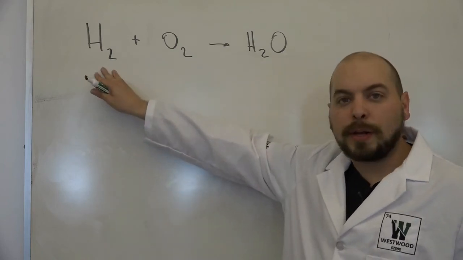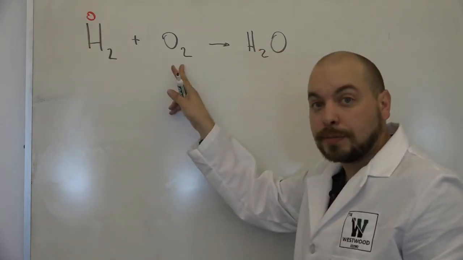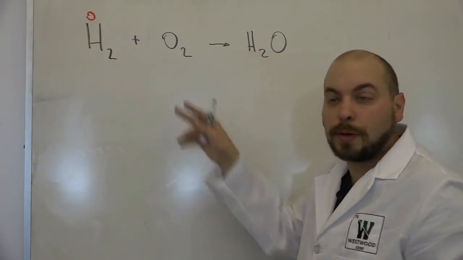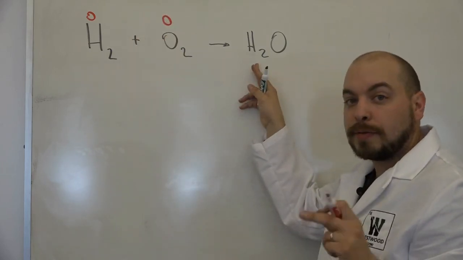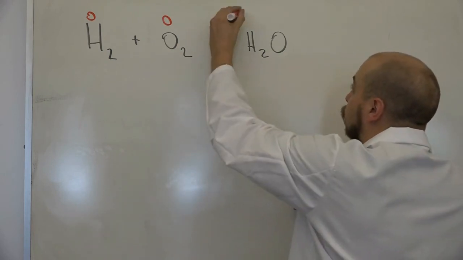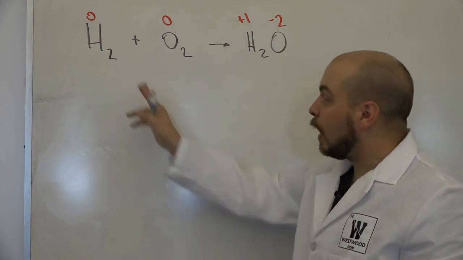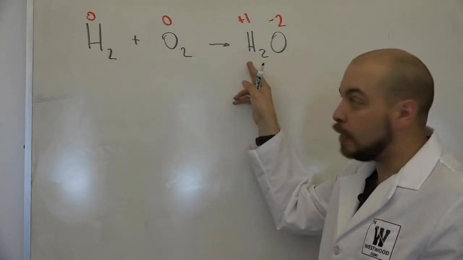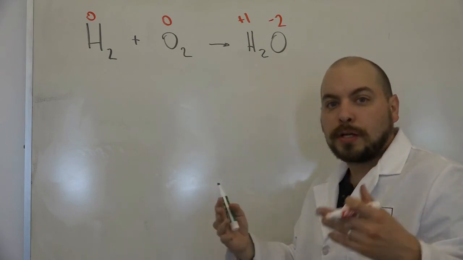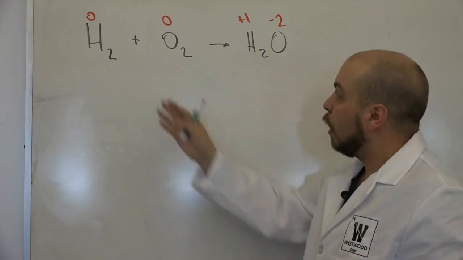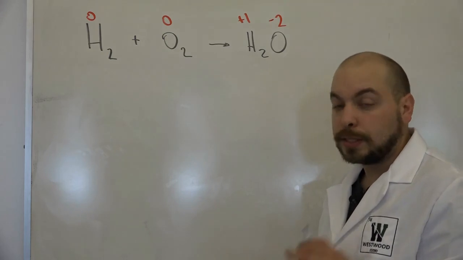Hydrogen here is in its elemental form, oxidation number 0. Oxygen, elemental form, oxidation number 0. On the product side, we have an oxidation number of hydrogen of +1 each, and of oxygen -2. So as you can see, the hydrogen went from 0 to +1, and the oxygen went from 0 to -2. When we write our half reactions, we're going to include this idea. So hydrogen was oxidized, and therefore we're going to write it in our oxidation half reaction. Let's do that first.